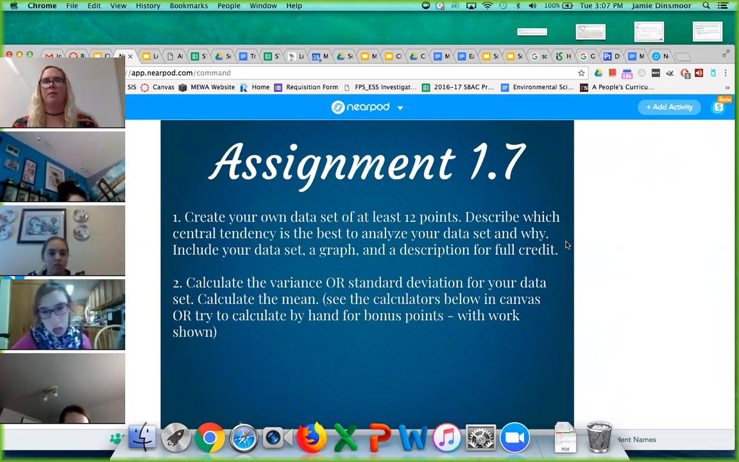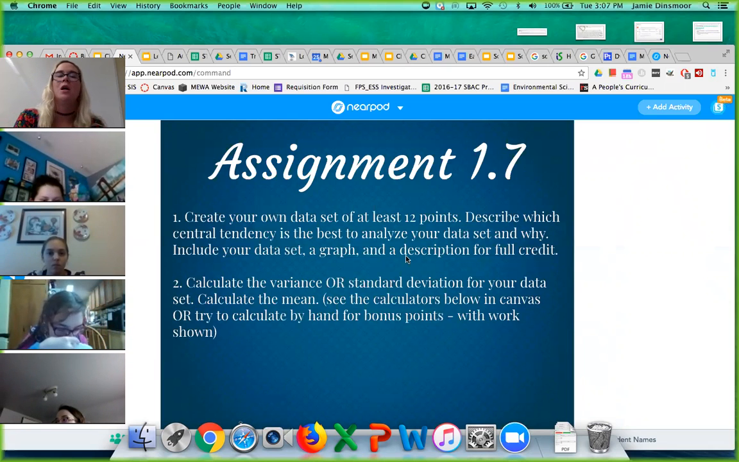So I know you're coming up with your own data, right? So you could make it have a huge range, or you could not. You could make the mean work for you. You could say, no, I think the mode is a better representation. To get full credit, you're going to have your data set, a graph, and a description, right? So you're going to say, my data is best represented by the mode because 7 out of 10 of the numbers were the same number, and I think that's a good representation of that, right?